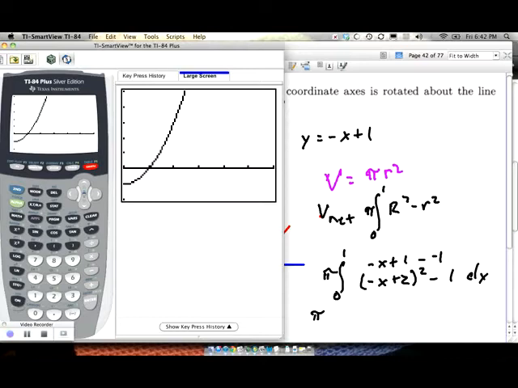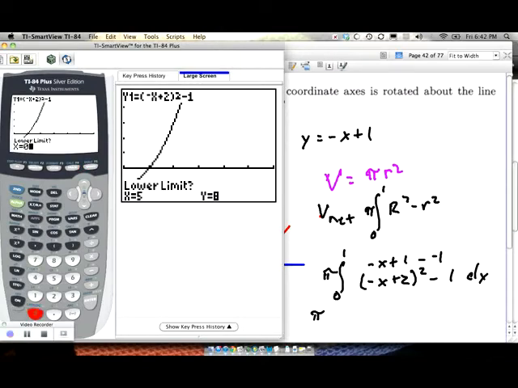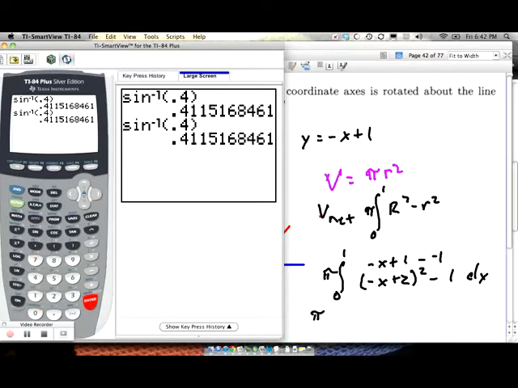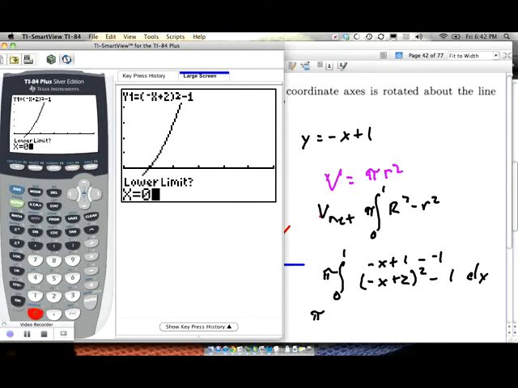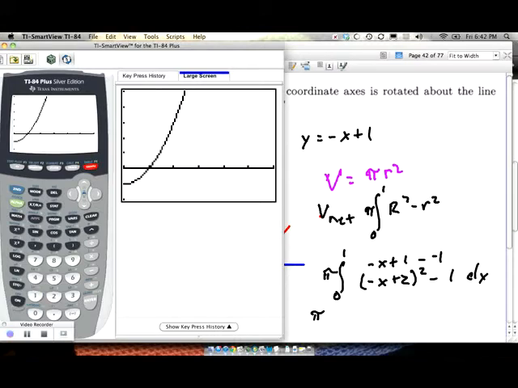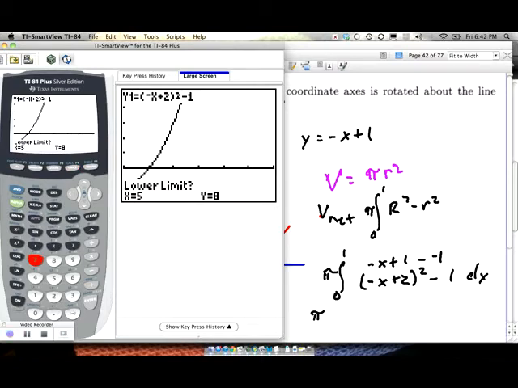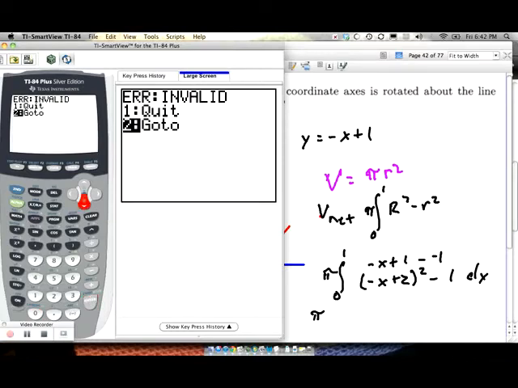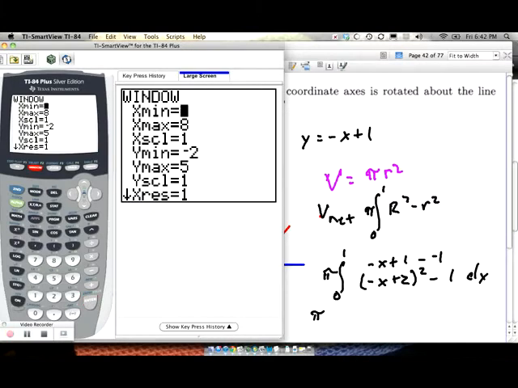So we're going to integrate. Second integrate. Where's second integrate? So we do second calc, then 7. Lower limit is 0. Upper limit is 1. Oh, wait, what's going on here? Second calc. 7. Lower limit is 0. Upper limit is 1. Whoa, how did that happen twice? Second calc. 7. Lower limit, 0. Quit. Why won't it do that? Oh, I know why. Because we're not in the right window.